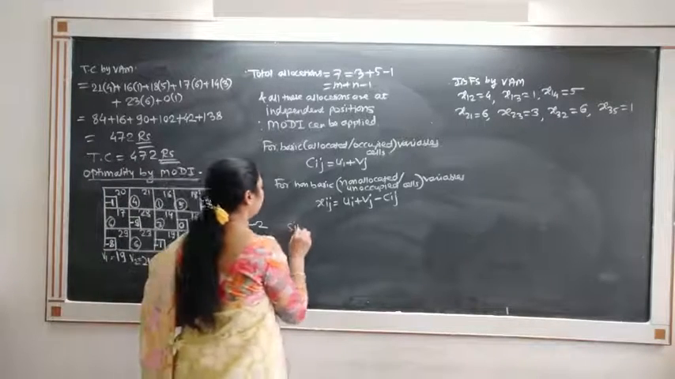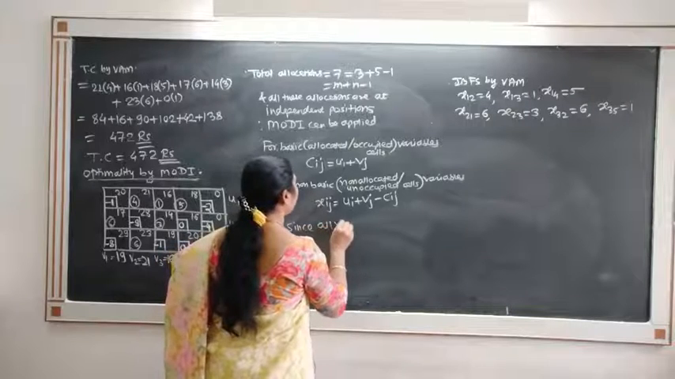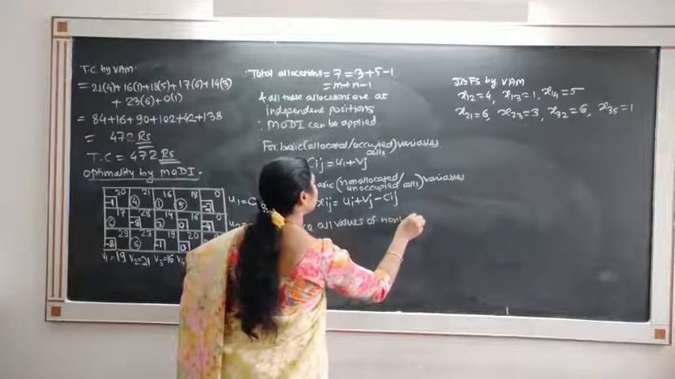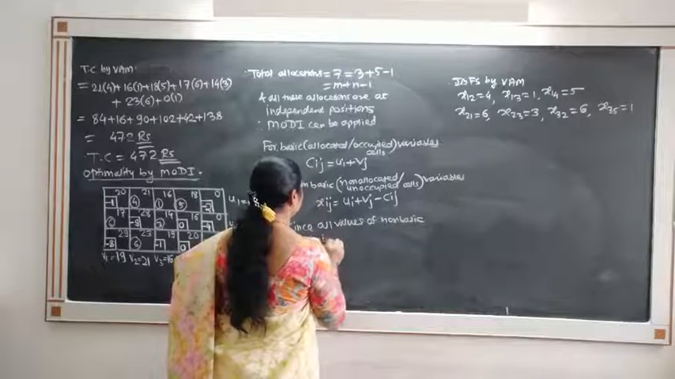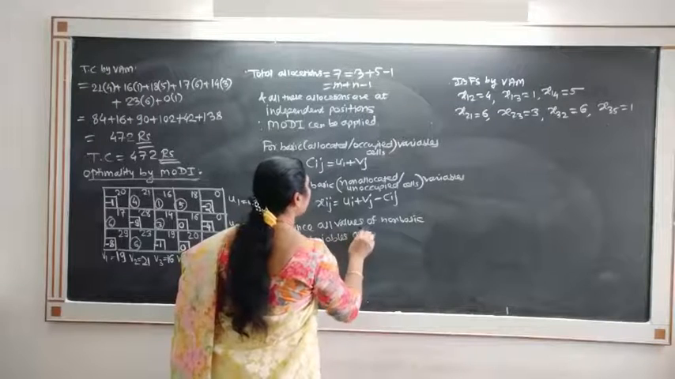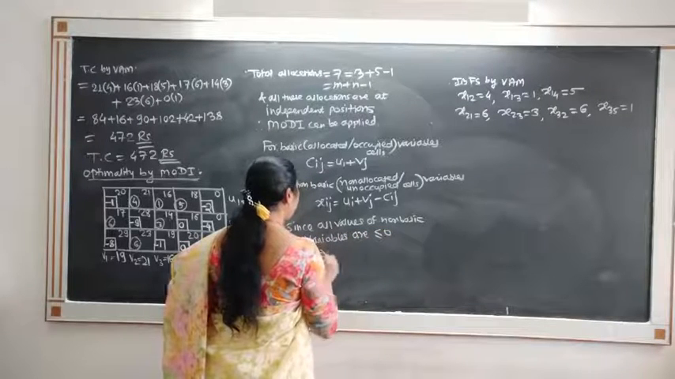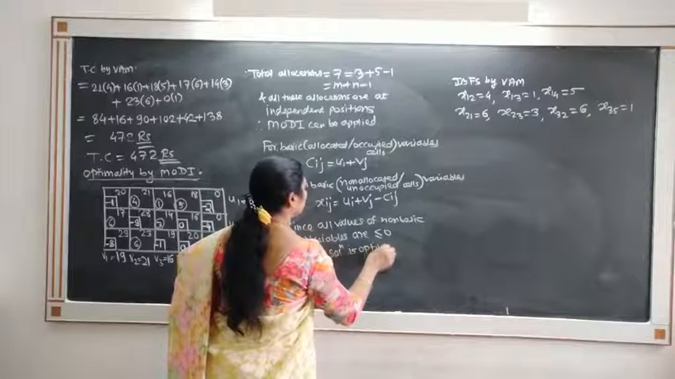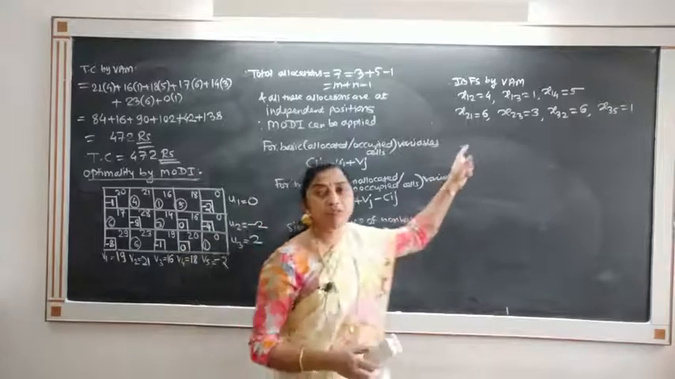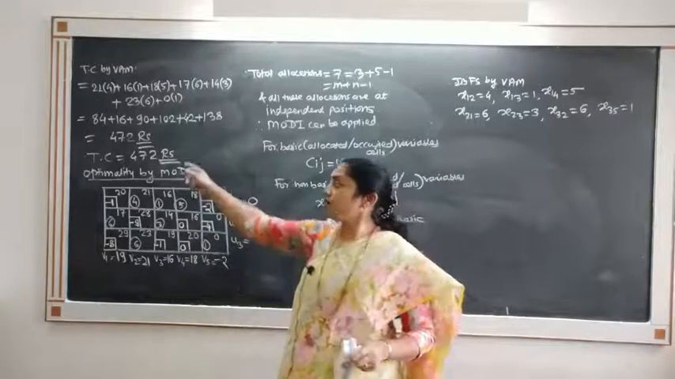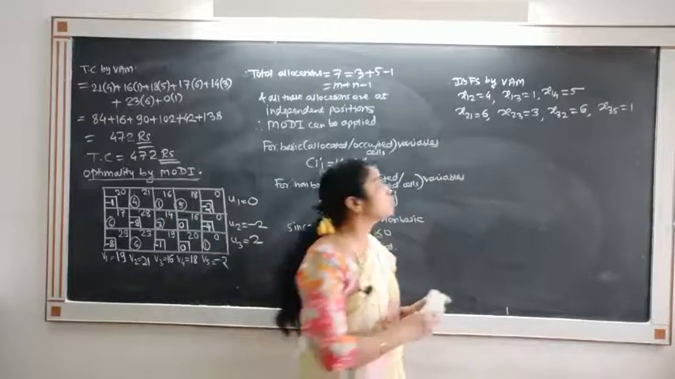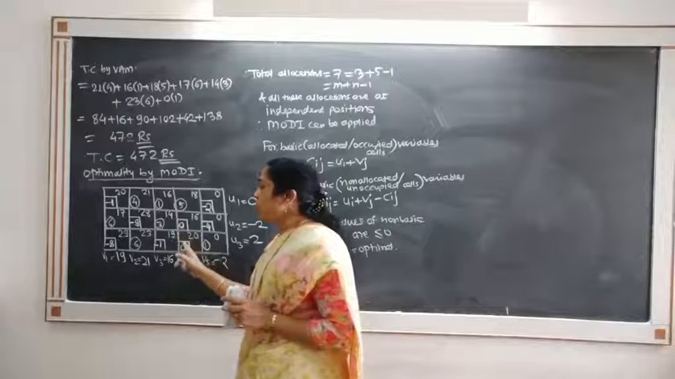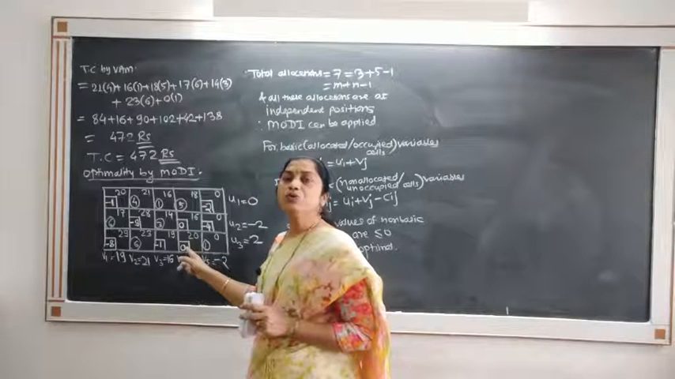Since all values of non-basic variables are less than or equal to 0, this implies that this solution is optimal. So whatever solution we found by VAM and the cost, that is 472 rupees, it is optimal. But observe that two of the non-basic variables have value 0.